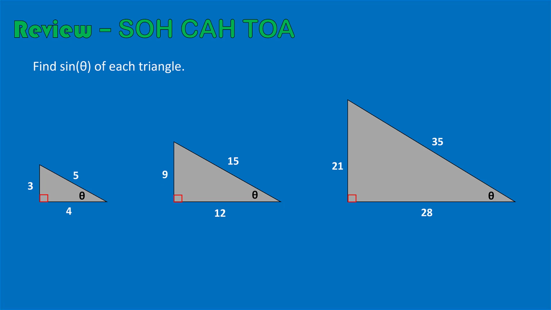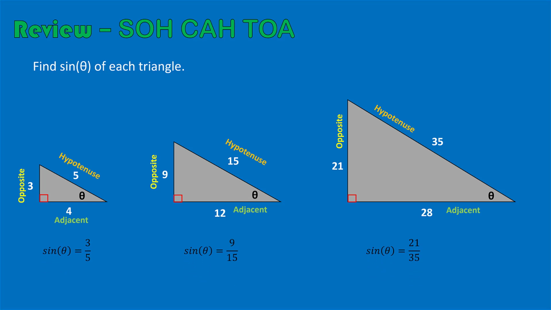Before we begin, let's review some trig, and specifically, let's look at SOHCAHTOA. So here we want to find the sine of each triangle. Now, all three of these triangles are similar, which means that all of their angles are congruent. So, to begin this, we want to make sure that we label all three sides opposite, adjacent, and hypotenuse. So we'll start there, and then we can go ahead and find the sine ratios, opposite over hypotenuse.